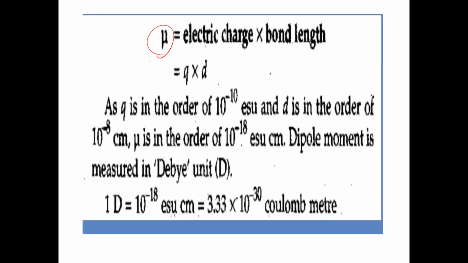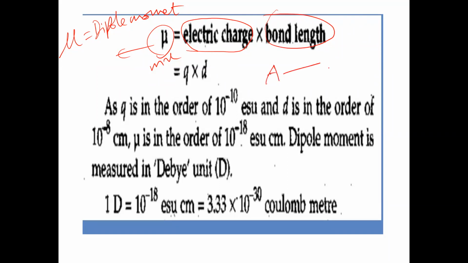Mu indicates what? Dipole moment. Dipole moment is represented by the symbol mu. Mu is equal to the product of electric charge and bond length. The product of electric charge and bond length is called the dipole moment. Imagine one molecule AB.